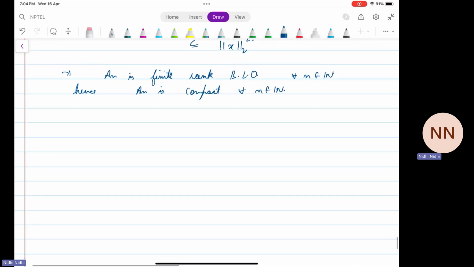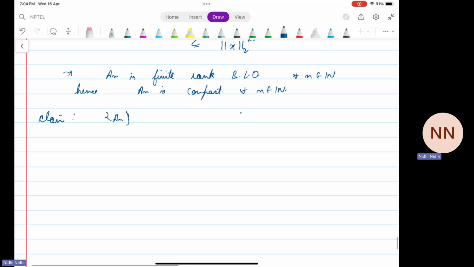Now we claim that the sequence A_n minus A converges to 0, or we should write, A_n converges to A in L2. That means the norm of A_n minus A converges to 0 as n tends to infinity, and this norm is the operator norm.